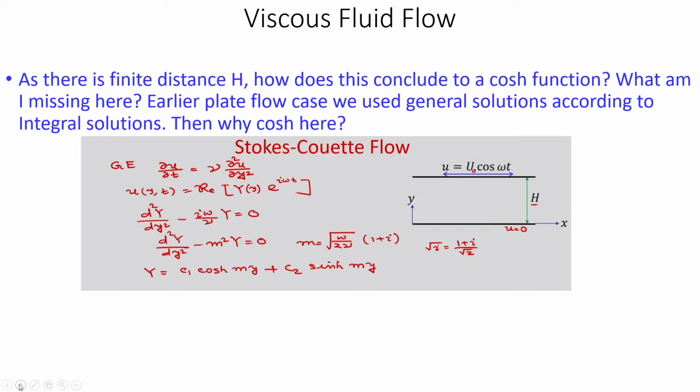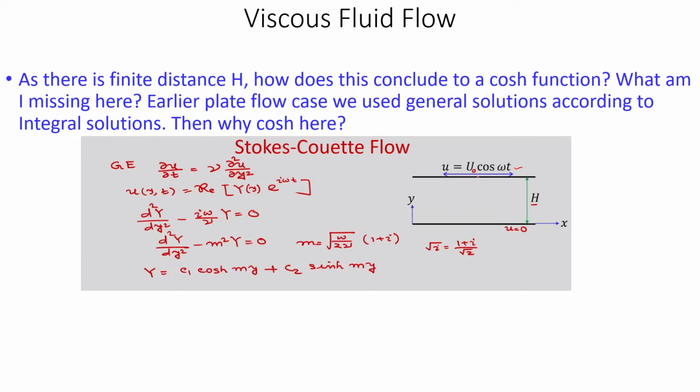Another question was asked: as there is a finite distance h, how does this conclude to a cos hyperbolic function? What am I missing here? Earlier, in the plate flow case, we used general solutions according to the integral solution, so why cos hyperbolic here? You can see that in this case it is a Stokes second flow, which means the upper plate is oscillating with u naught cos omega t, and the bottom plate is stationary.